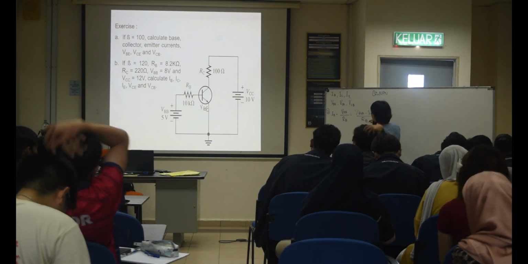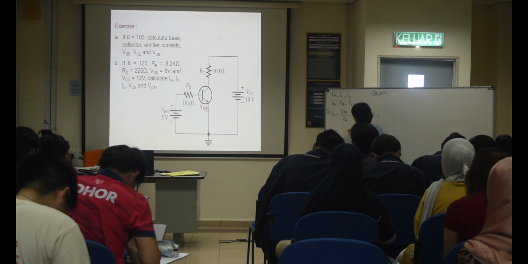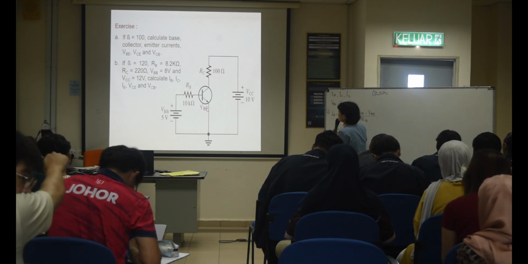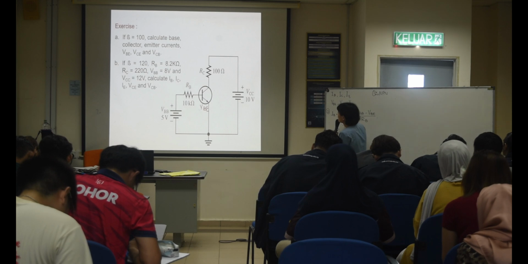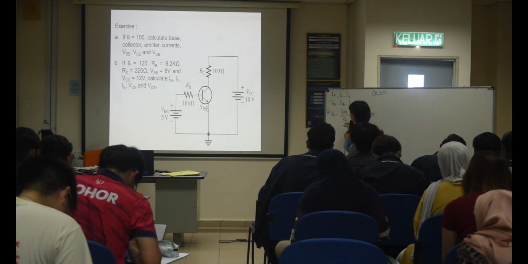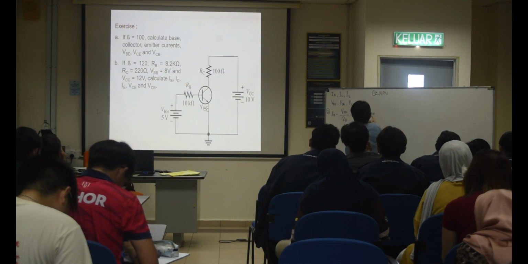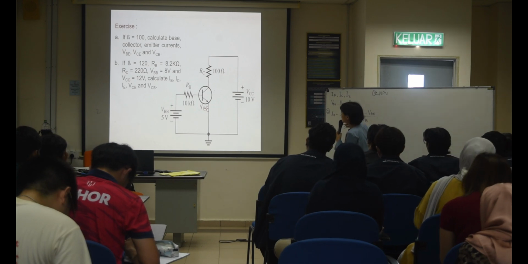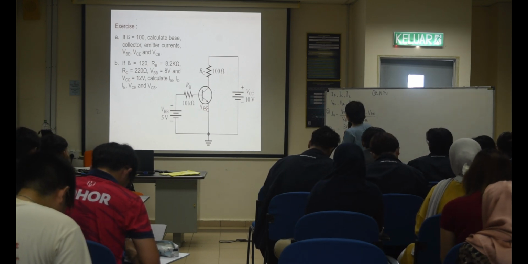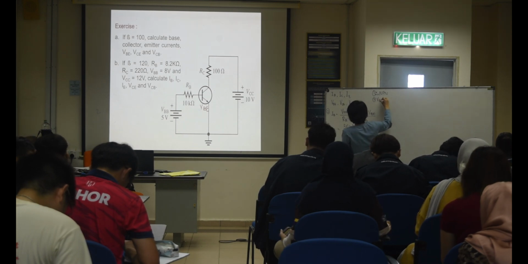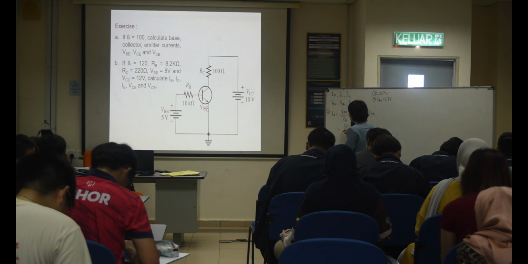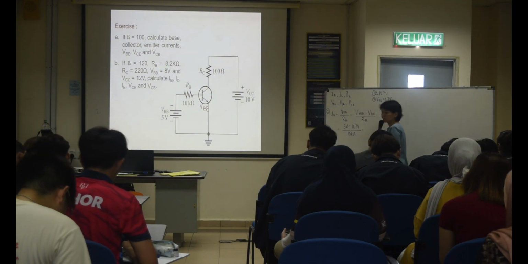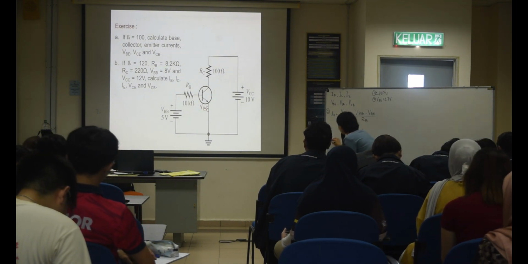So your VBB is how much? Put here lah, 5. VBE, you also don't know, right? VBB is 5 volt minus VBE. 0 point? So the second value is fixed. Okay, so divide by your R, which is 10 kilo ohms. So you get your answer. Can? Okay, then number 3.